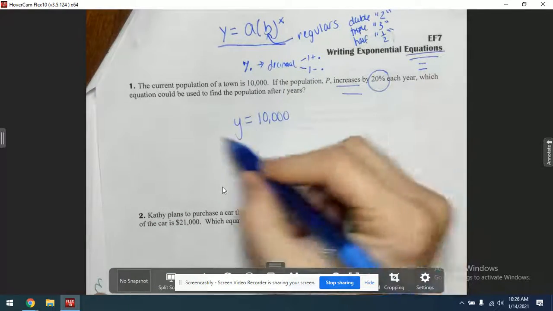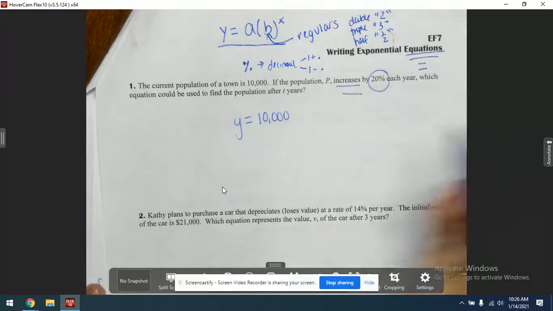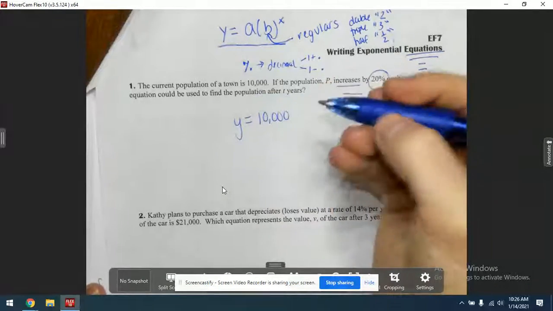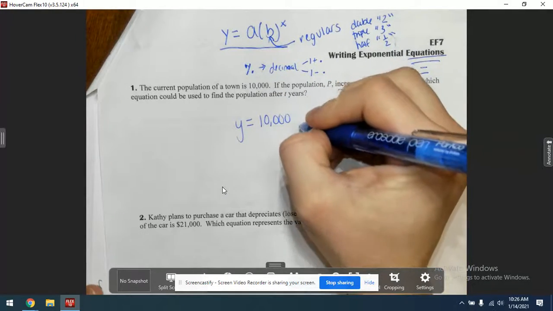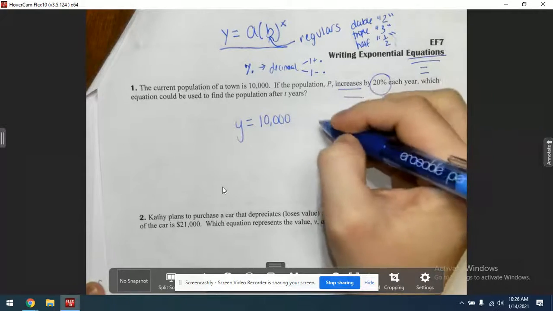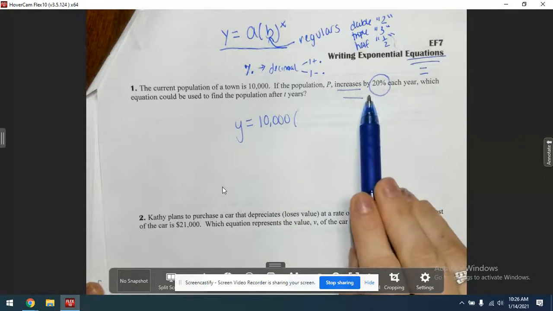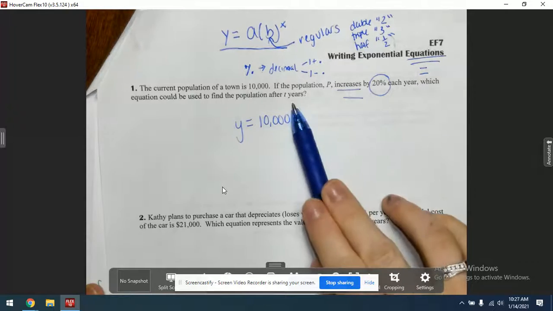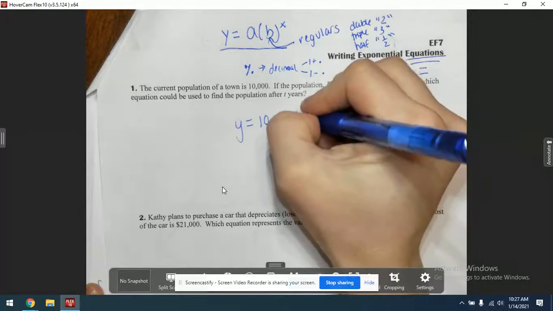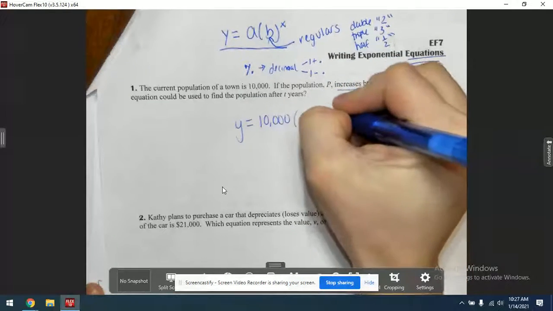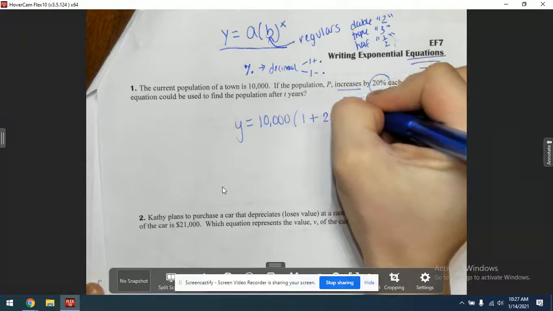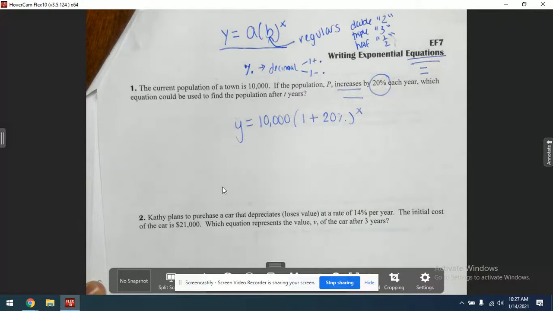So we're starting with, which on paper it doesn't matter, right? Comma or no comma, your paper is just a number. Okay, so we're starting with 10,000 people, so that's your A value. And what's happening is this population of people is increasing by 20% each year, okay? So what we're doing is we have to do 1 plus that 20%. You with me so far?